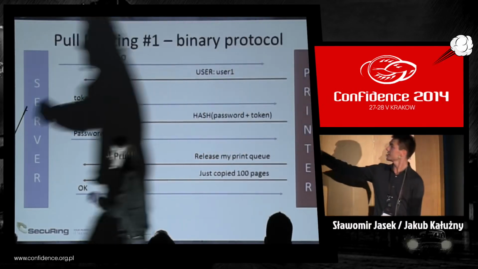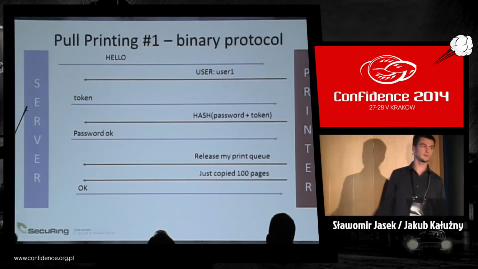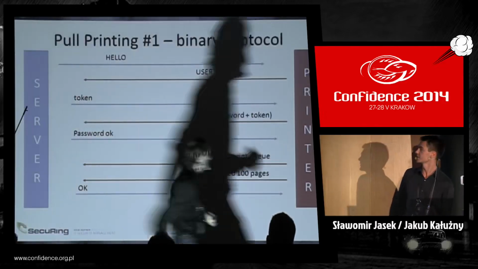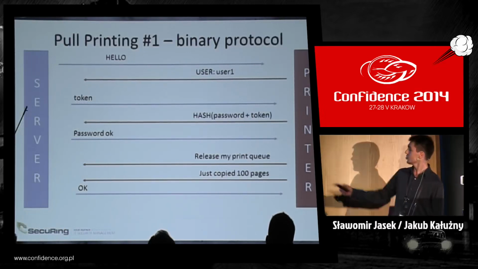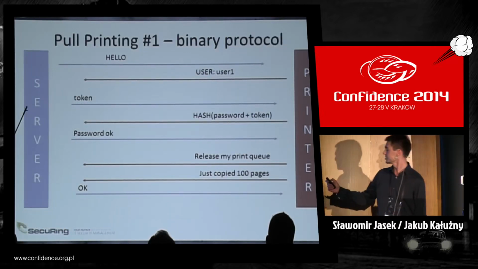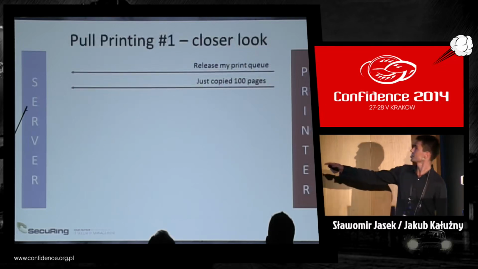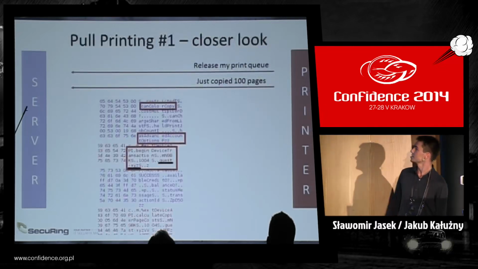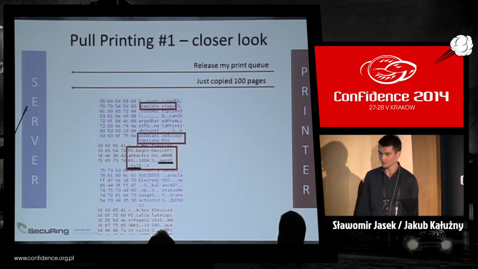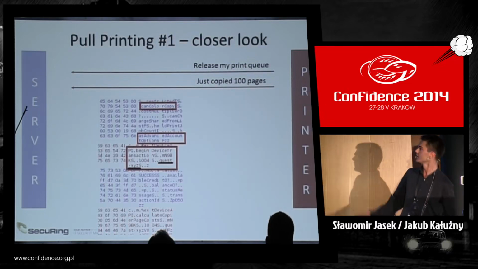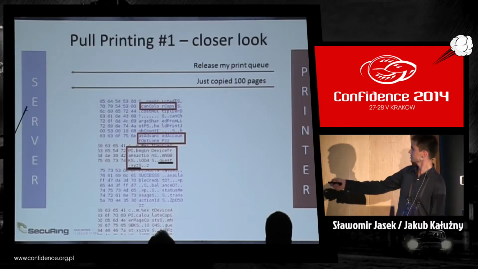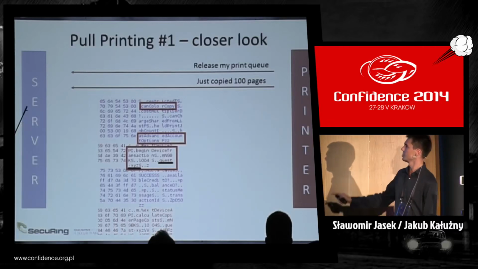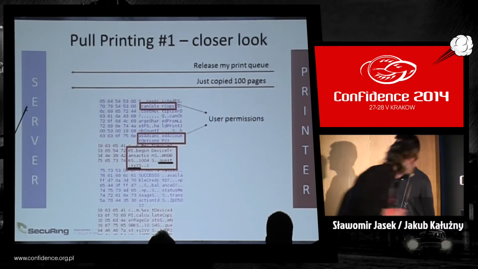So we tested this authentication process, and there were no vulnerabilities there. The hash algorithm was okay, and no other attacks. But let's focus on these other two communicates. So release my print queue, and I just copied 100 pages. This is a Wireshark capture from this traffic. This is already after authentication. The blue ones are from the server. So the server sends some user permissions.